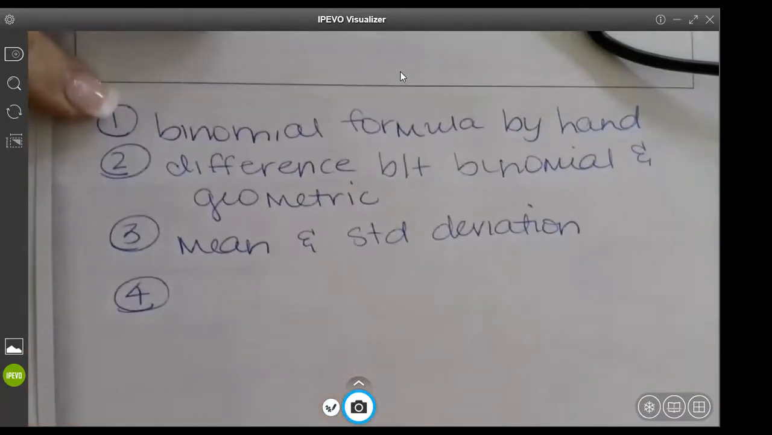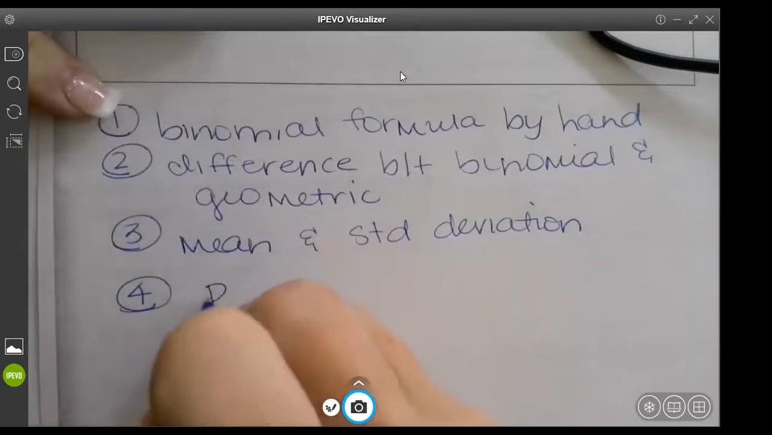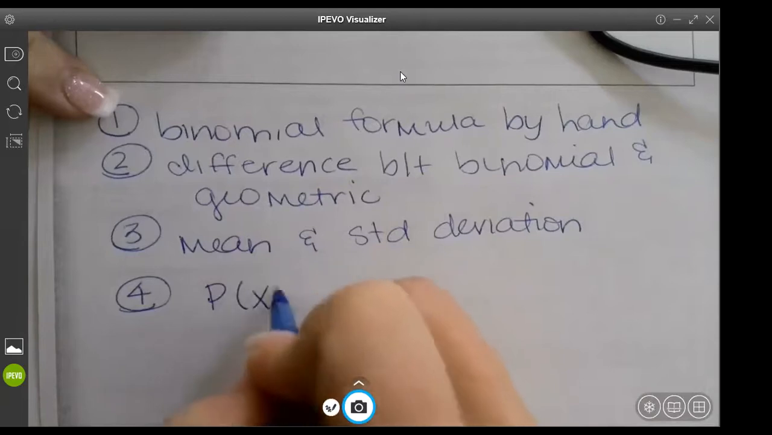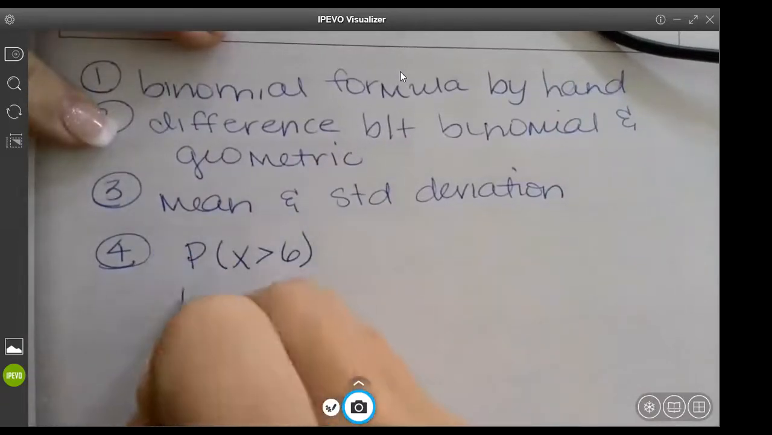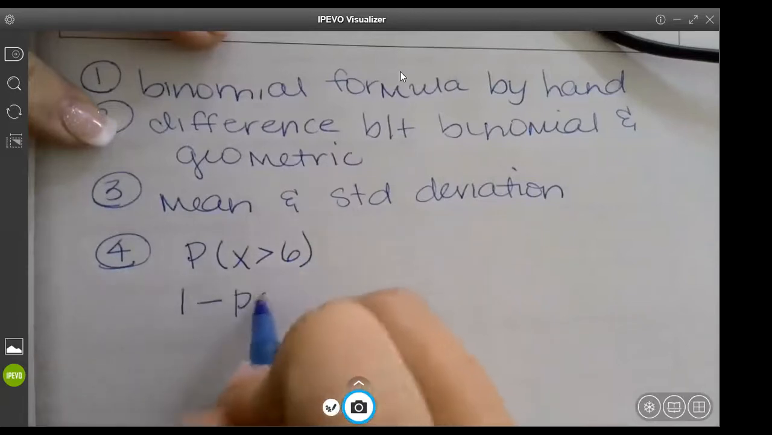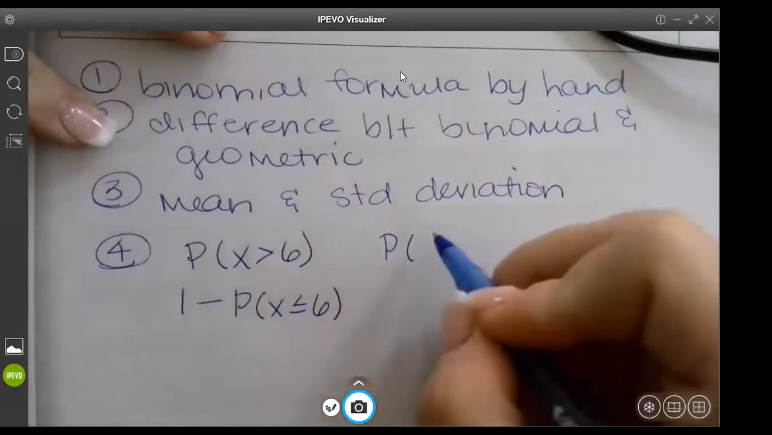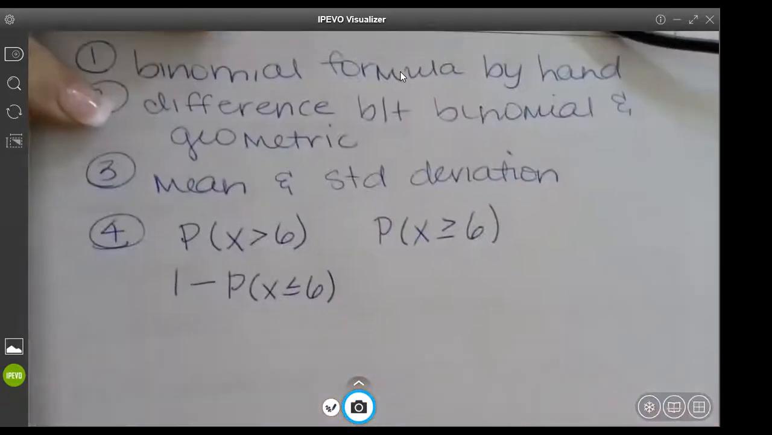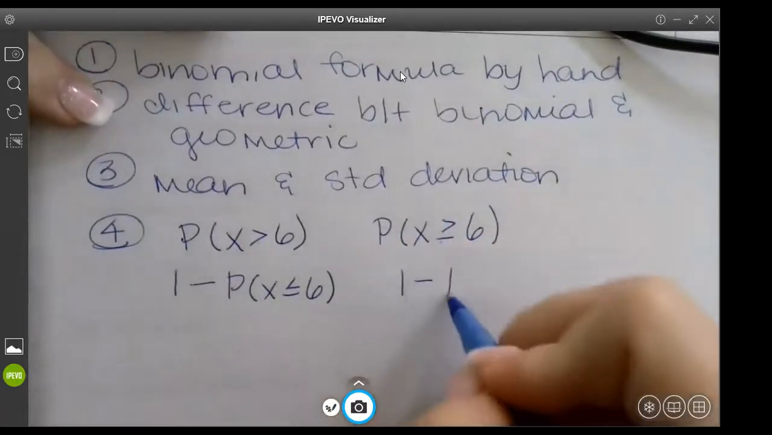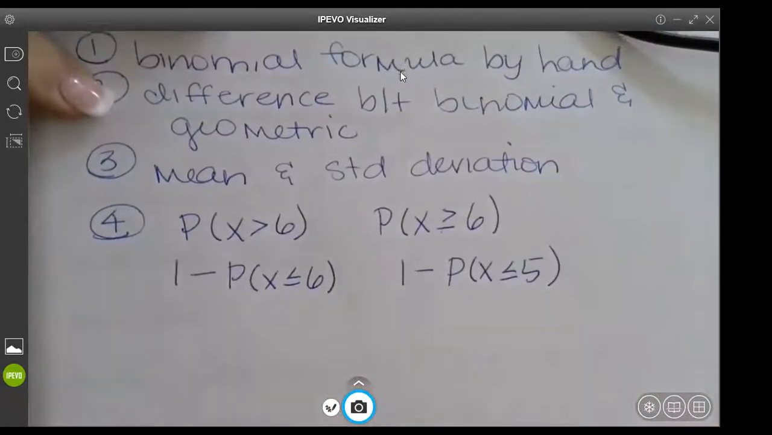All right, number 4. Remember that if you have the probability that x is greater than 6, you're going to do 1 minus the probability that x is less than or equal to 6. But if you have the probability that x is greater than or equal to 6, so the difference is this one is not equal to and this one is, you're going to do 1 minus the probability that x is less than or equal to 5. So watch that.